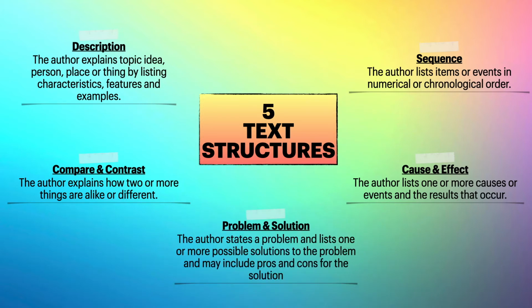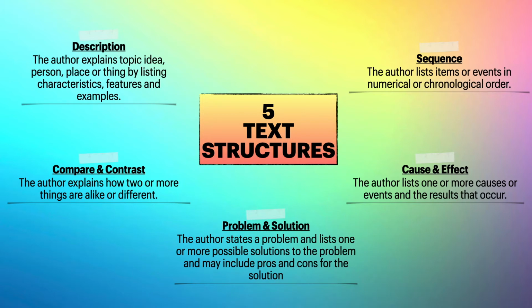Problem and solution. The author states a problem and lists 1 or more possible solutions to the problems and may include the pros and cons for the solution. At times, you will find a text is using more than one text structure. To identify the text structure, think about what the author is trying to say overall.